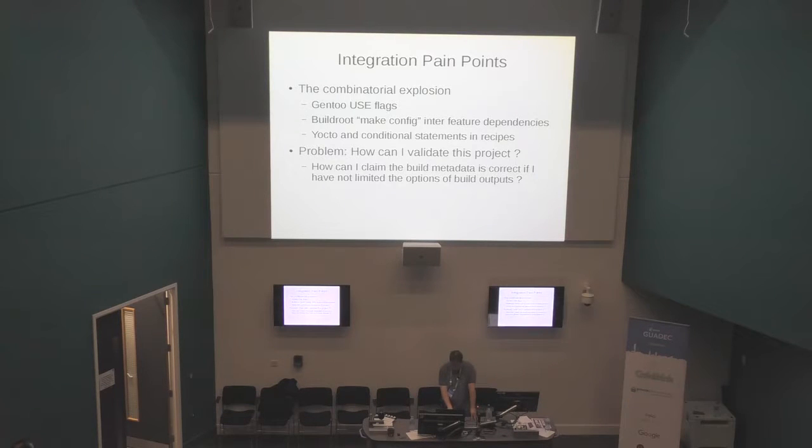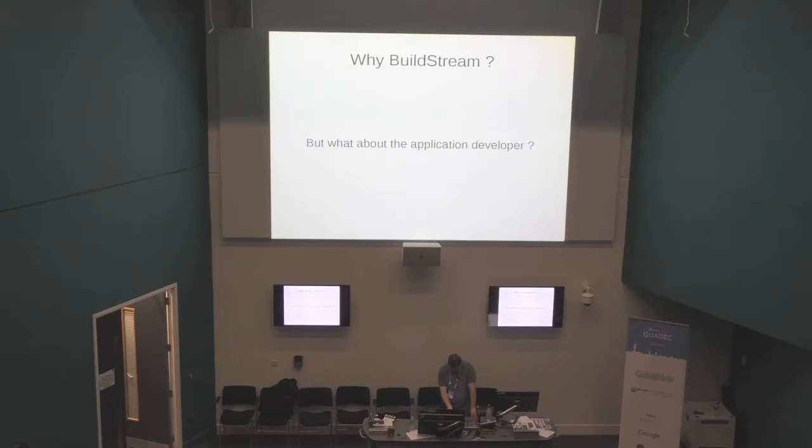So how can I validate this project? Okay. So basically the idea with that is that we just have a few top-level targets, and these targets decide what variants of their elements they depend on, and that way we reduce the combinatorial explosion.